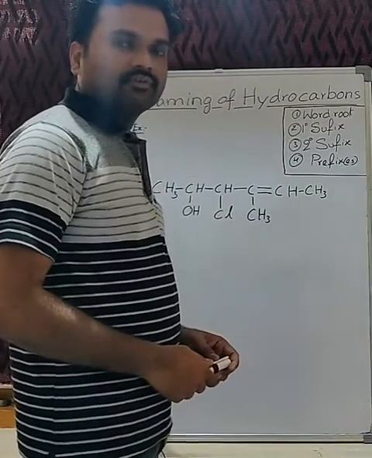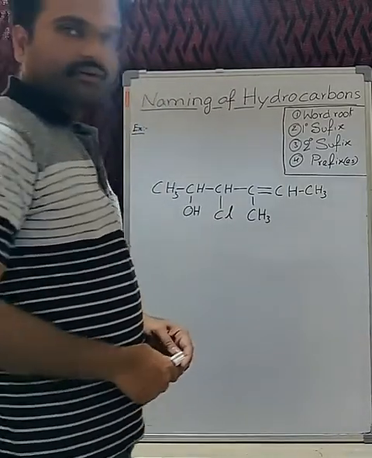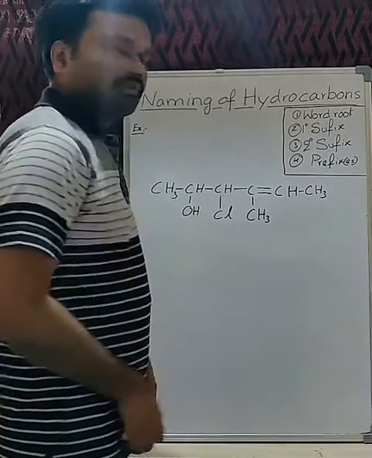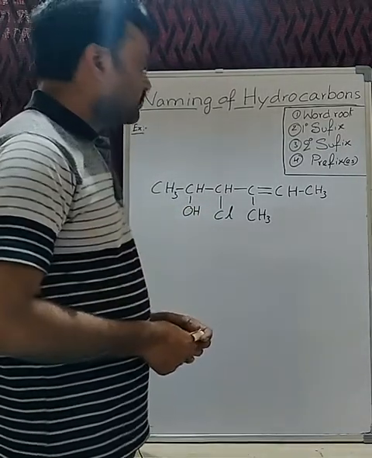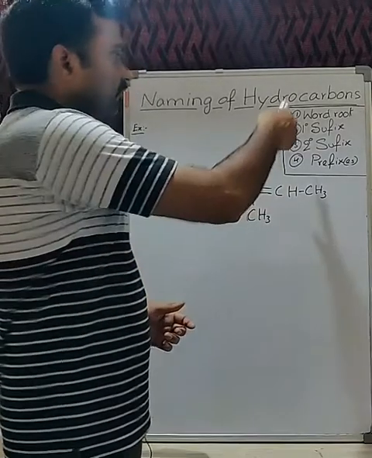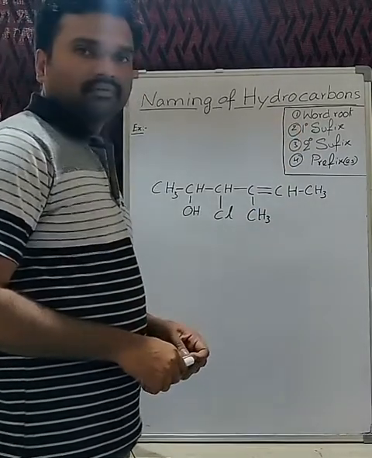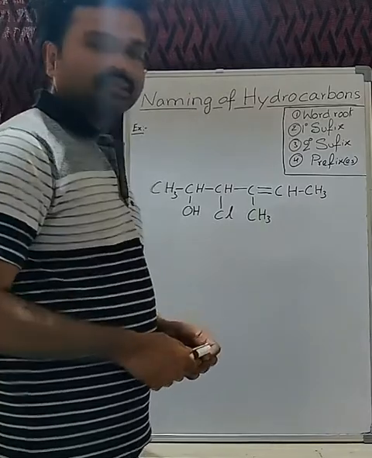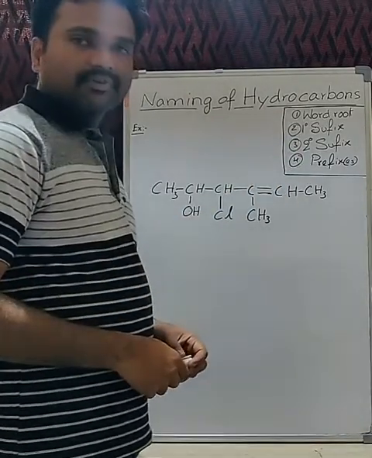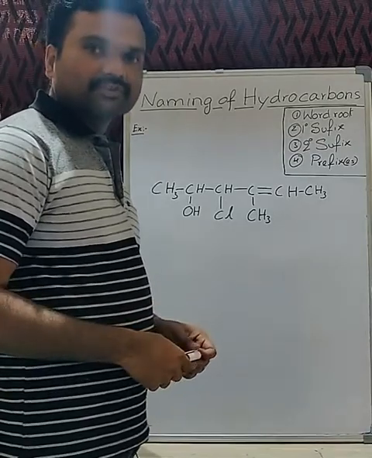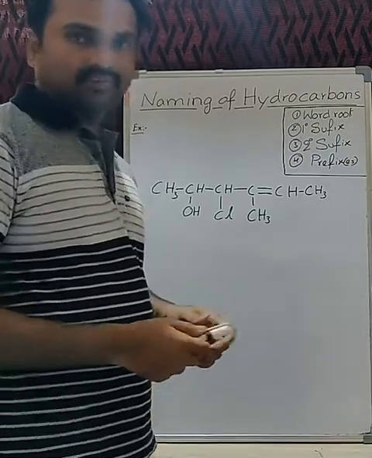Hello friends, now let us see naming of hydrocarbons by taking one of the examples. Here a compound is given. Let us try to name this compound by following simple 4 steps. The first one is writing the word root or root word. Second one, primary suffix. Third, secondary suffix, and then prefix or prefixes.